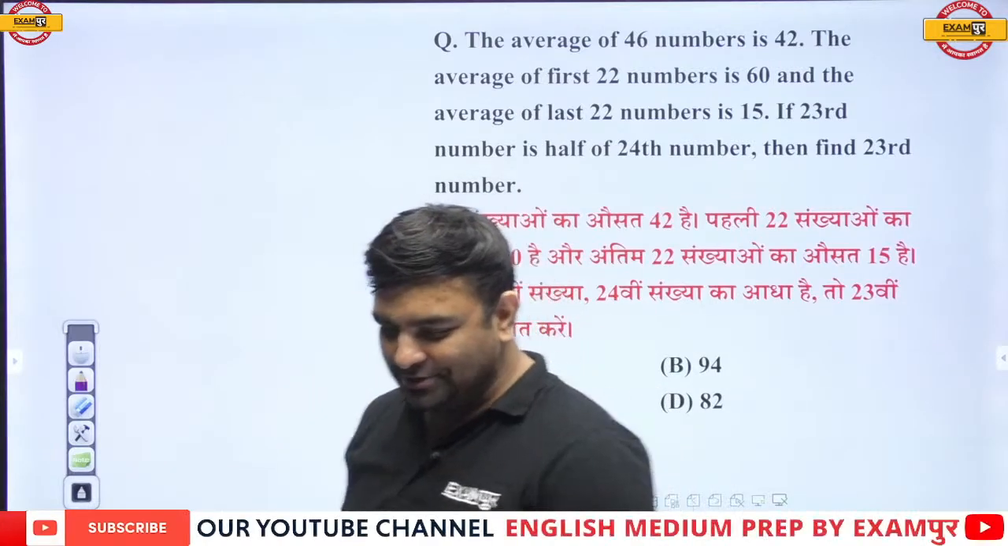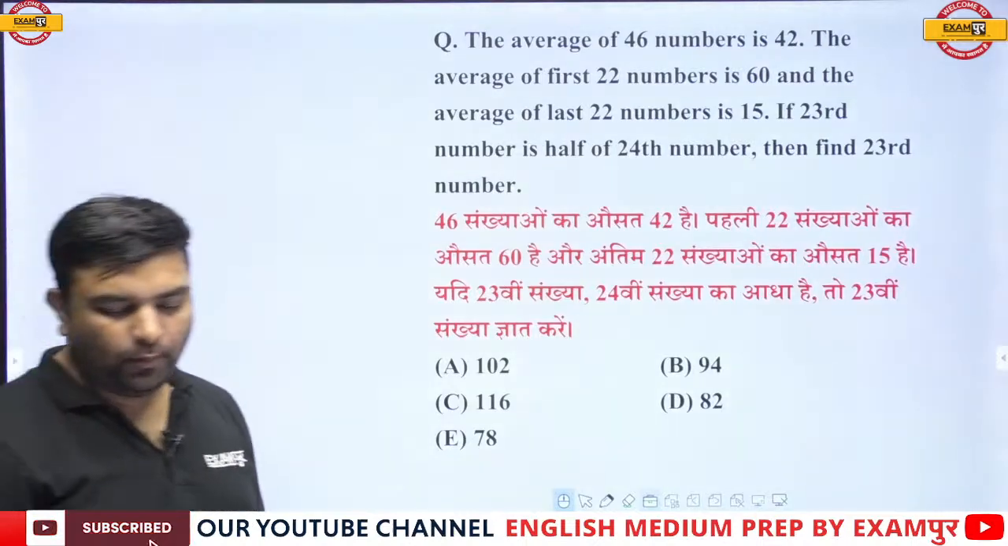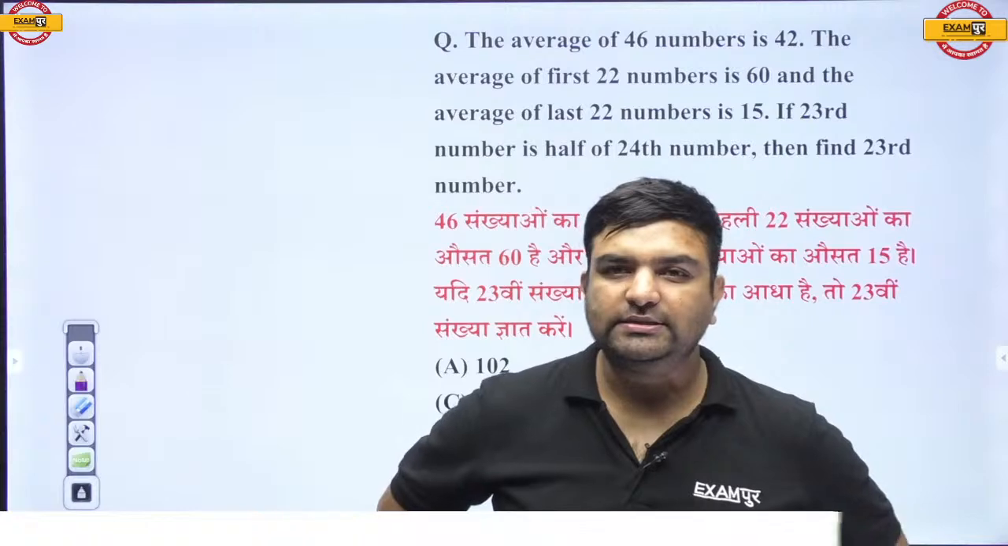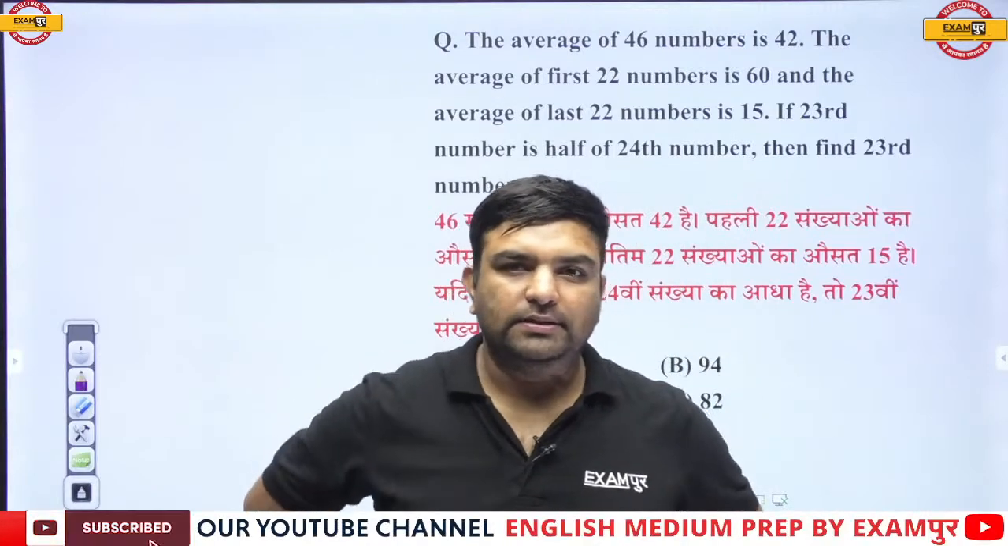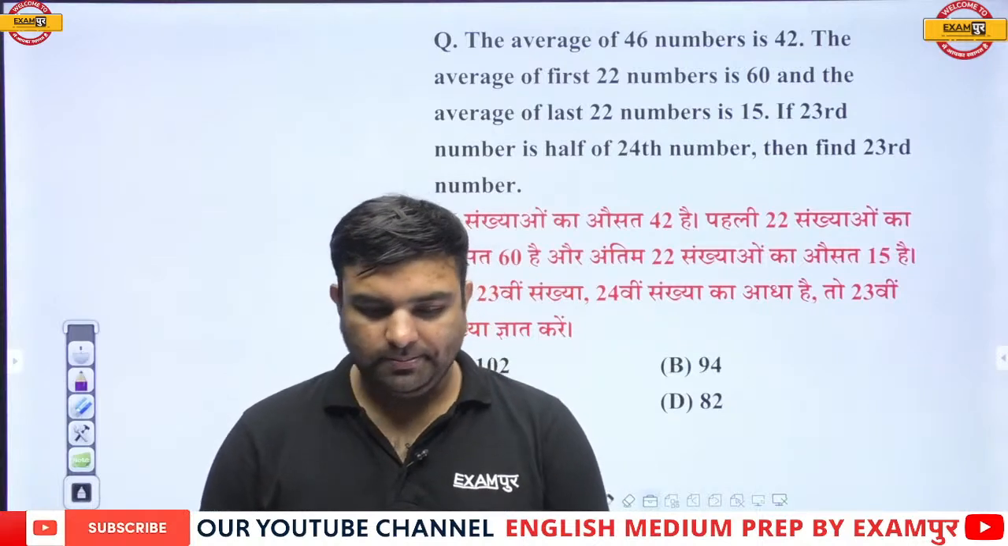Average of 46 numbers given, average of first 22 given, last 22 given. Oh wow. Deviation question. Very, very important for all examinations. Very important for both SSC and railway aspirants, and banking aspirants. Common to all.